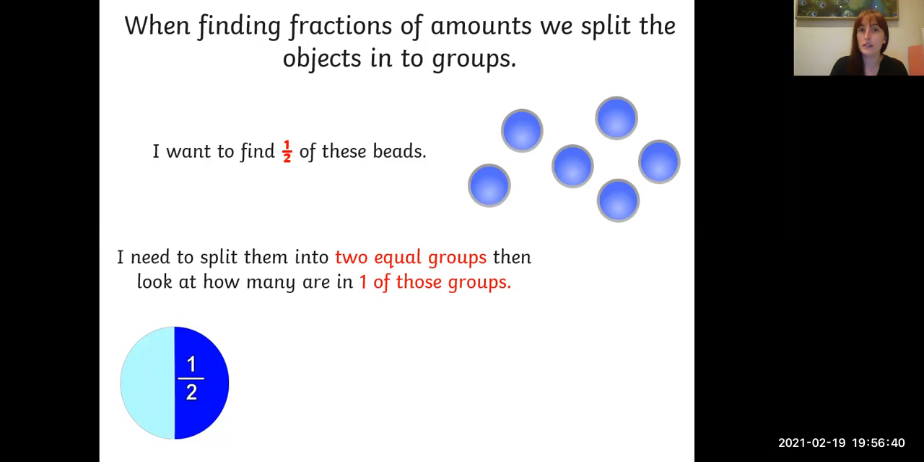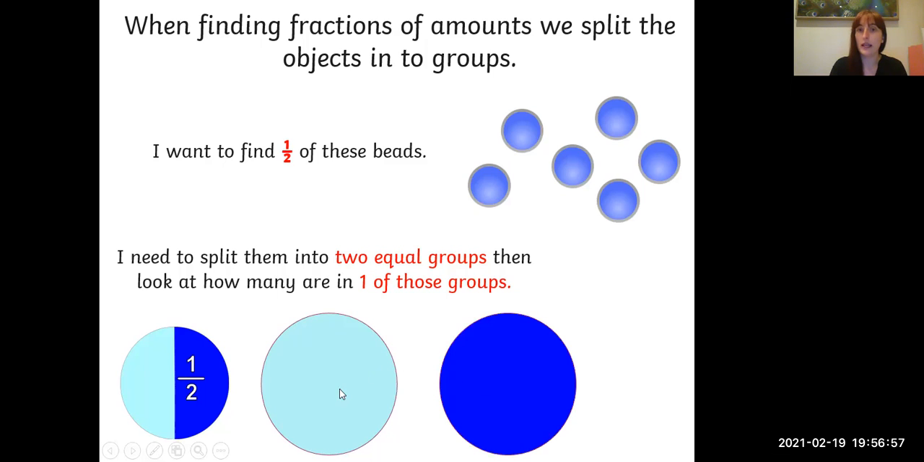Then I'm going to look to see how many I've got in one of those groups. So if you think about the circle that we had and we split it in half, didn't we? Cut it down the middle to make 2 equal parts. Each of those parts was a half. We're going to do the same, but we're going to do groups. So I've got 1 group, 2 groups. Okay, these are my 2 halves, just like the halves of my circle. So now all I've got to do is share them out.